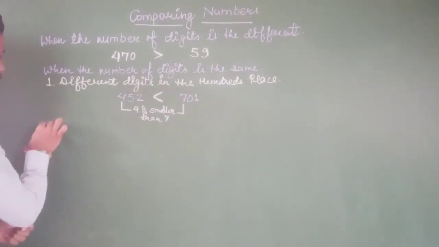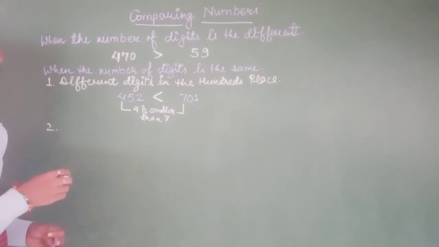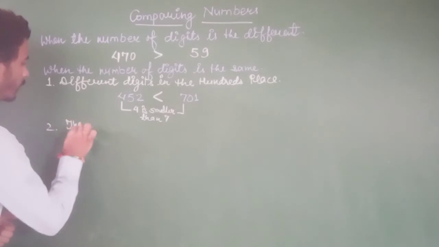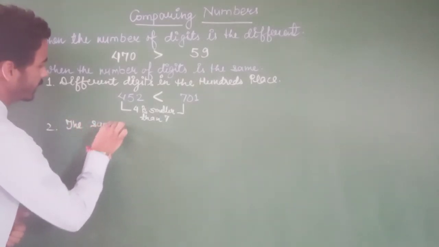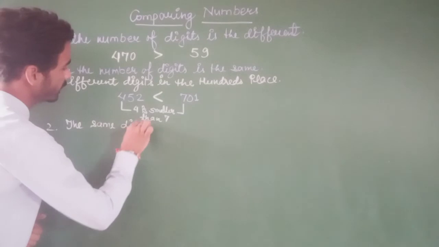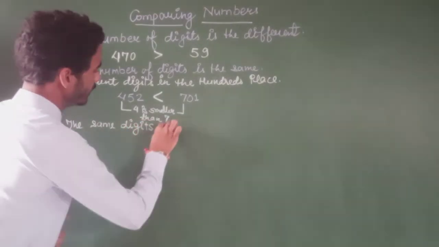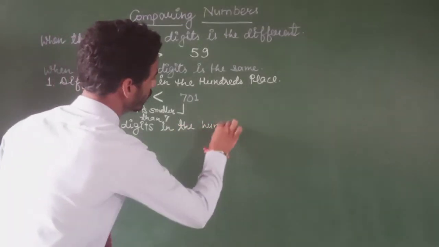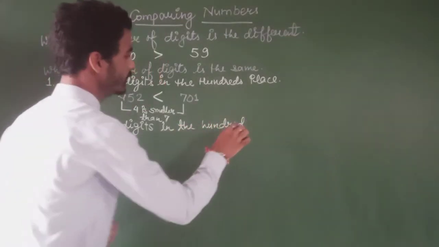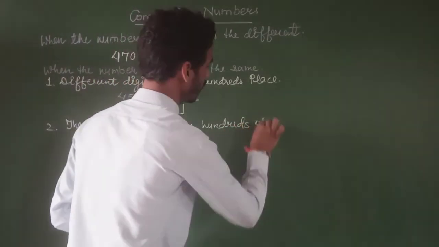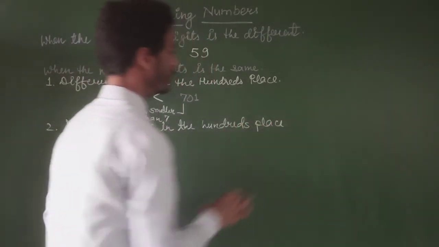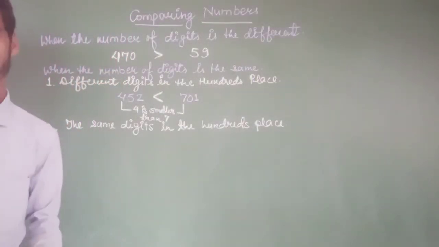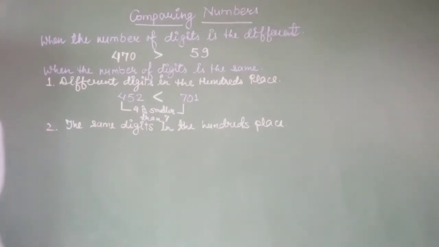Now the second condition is the same digit in the hundreds place. In this condition, there is an example given.